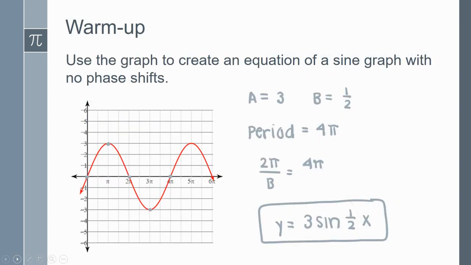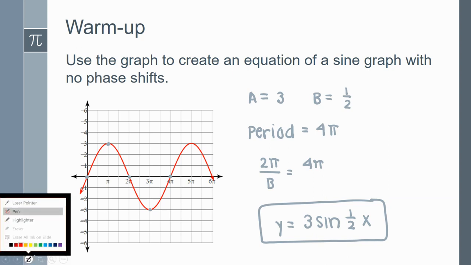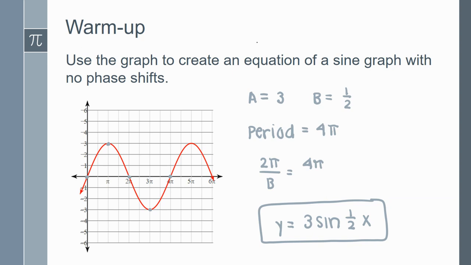All right, so here was the answer. Notice that when they're talking about sine, remember our formal definition would be y equals a times the sine of bx. They're talking about no phase shifts, so I didn't want to do the c, and there wasn't going to be a d either. So I really needed to find a and b.